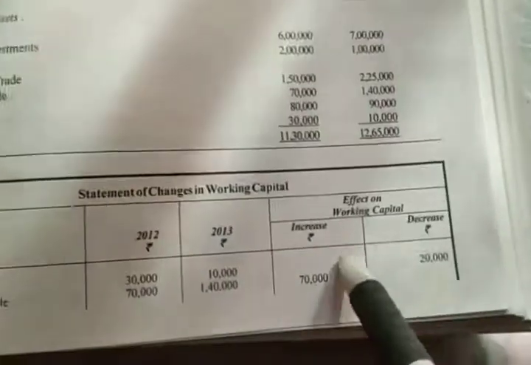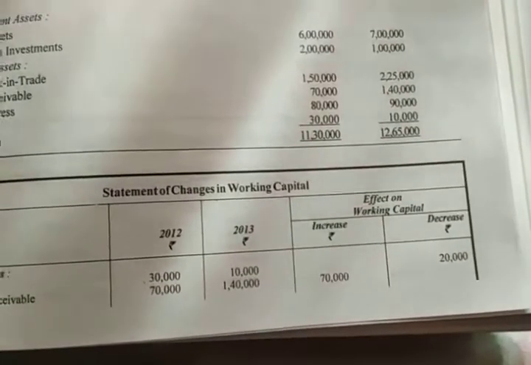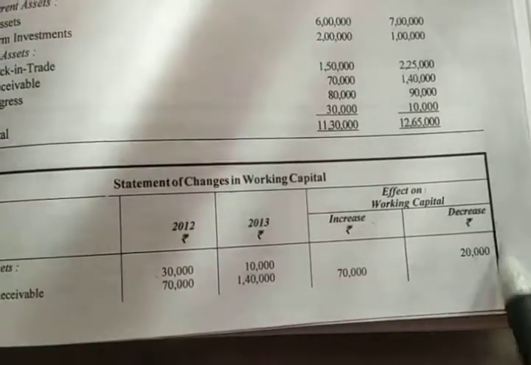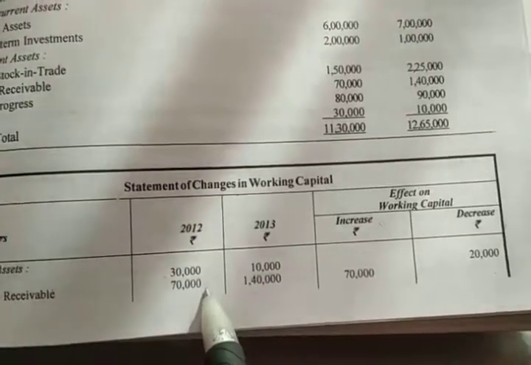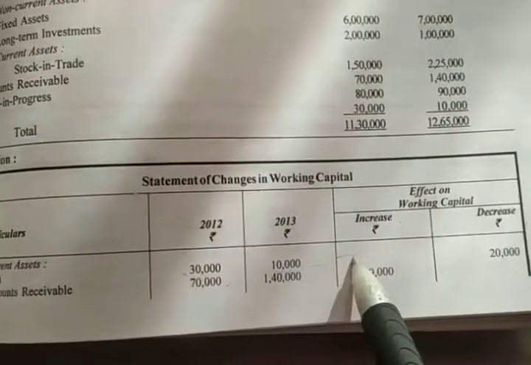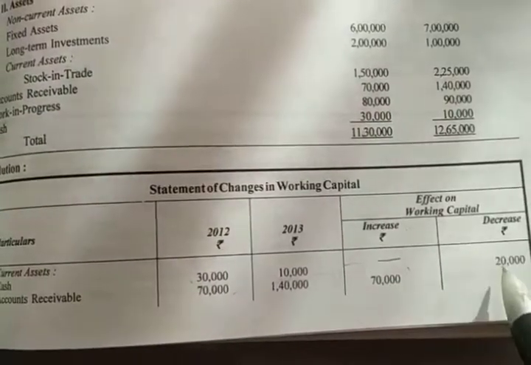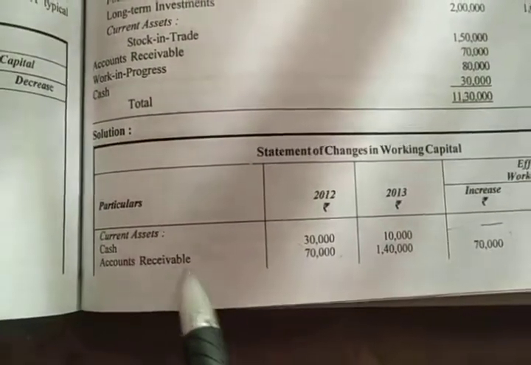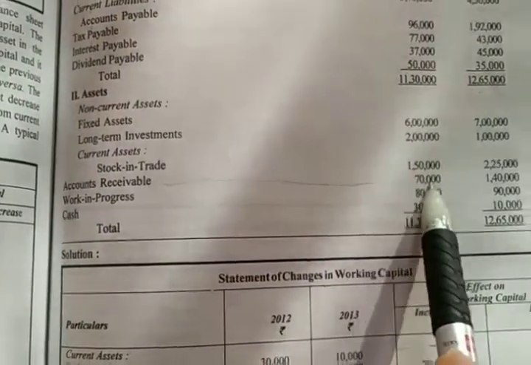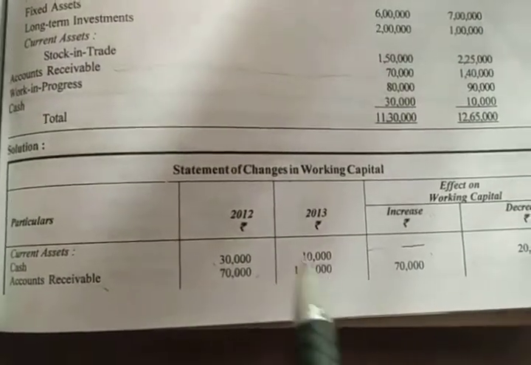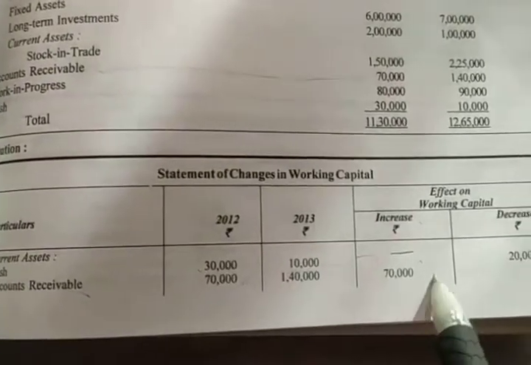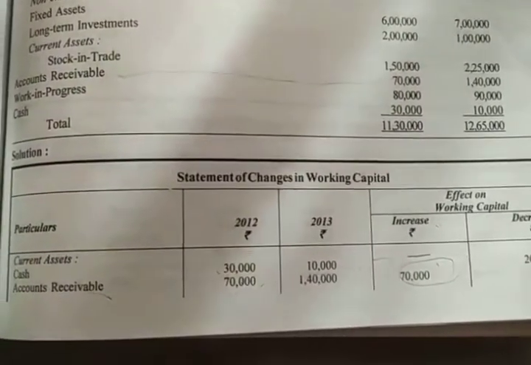Beside this you are going to write whether there is an increase or decrease in the current assets. The first column is increase, the second is decrease. In 2012 it was 30 and in 2013 it was 10, so it has been reduced by 20,000. So instead of writing in increase, you write it in decrease. The next one, accounts receivable: 70 and 1,40,000. So there is an increase of 70,000 in accounts receivable.